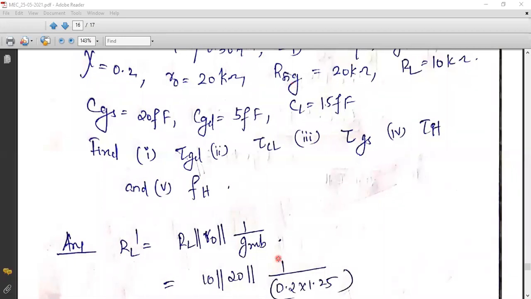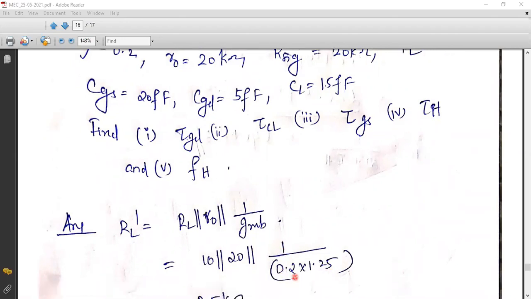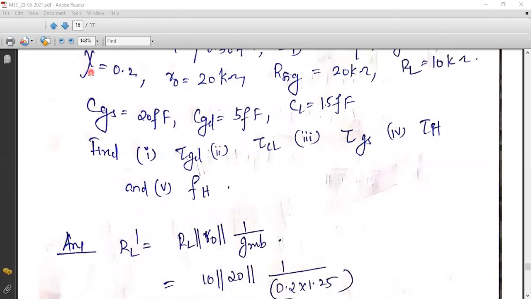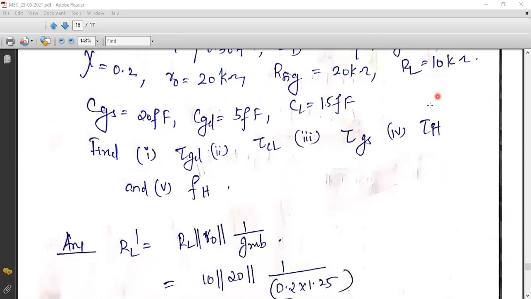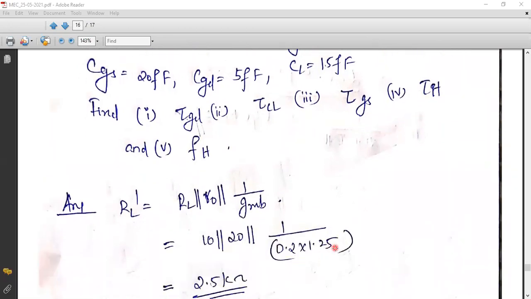What is the relationship between GMB and GM? Yes, chi into GM. Very good. So chi is 0.2 here. So take that 0.2 into GM. GM is 1.25 milliampere per volt. So retain it as milliampere itself. Why? Because we are expecting my resistance in kilo ohm. So let it be in milliampere itself. So 0.2 into 1.25.